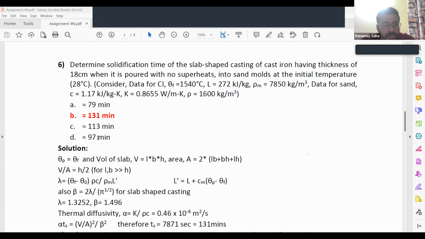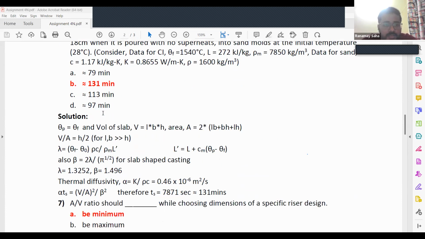So now we have covered the first five questions. We have come to the sixth question. It says determine the solidification time of a slab shaped casting. The thickness is given as 18 centimeter. And again, there is no superheat. The sand mold is there.